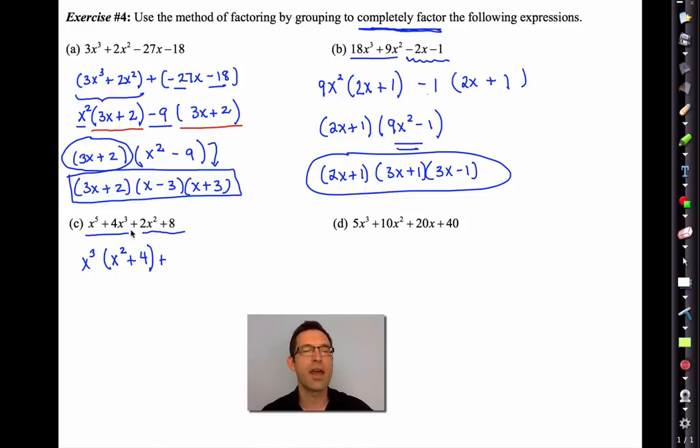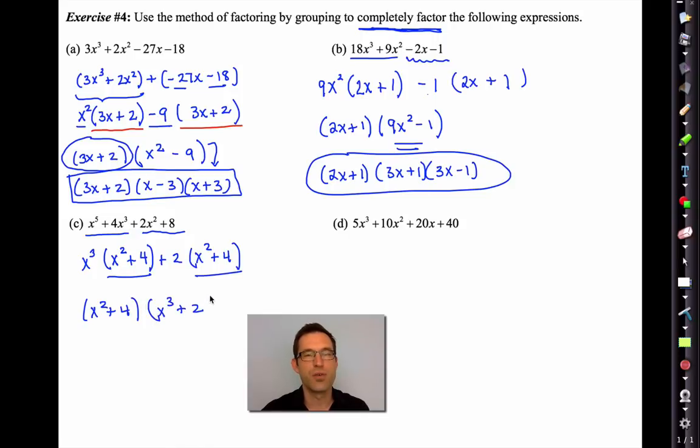Okay, now we look at these two terms. No need to factor out a negative now. These are both positive. All right? And if I factor out a 2, I'll be left with x squared plus 4. And that's great, because the x squared plus 4 is common. So now I'm back to exercise 1, and then I've got x cubed plus 2. Both of these are what are known as prime, meaning that you cannot factor them any more than that.